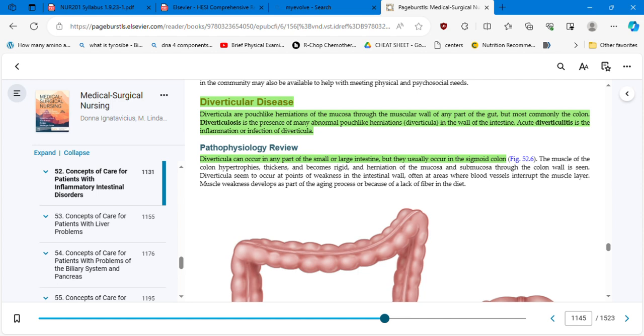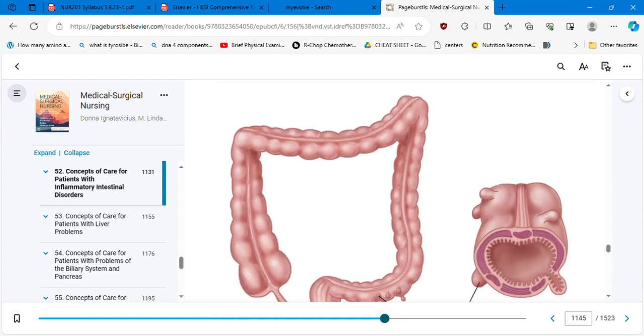Itis, inflammation. Pathophysiology review: diverticula can occur in any part of the small or large intestine, but they usually occur in the sigmoid colon, right? We have the ascending colon, the transverse colon, the descending colon, and then we have the sigmoid. After the sigmoid, we have the rectum. So it's in the sigmoid colon. Here you have the picture.